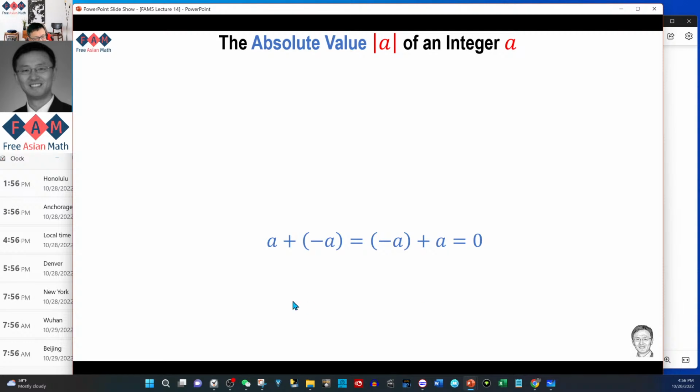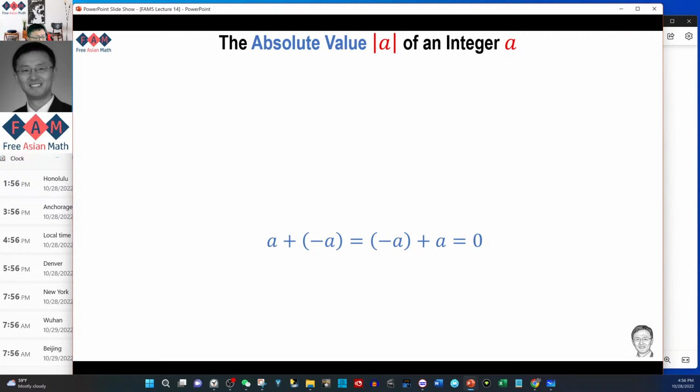A plus the negation of A, or negative A, equals, by the commutative law, we can swap the order. So both must be the same. But what is the result? The result is 0. Isn't that obvious? Well, it is. And this can be easily proven, right?